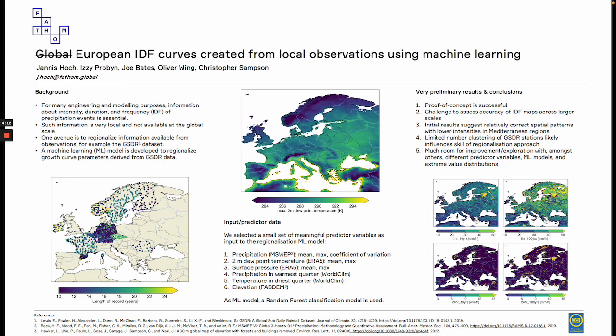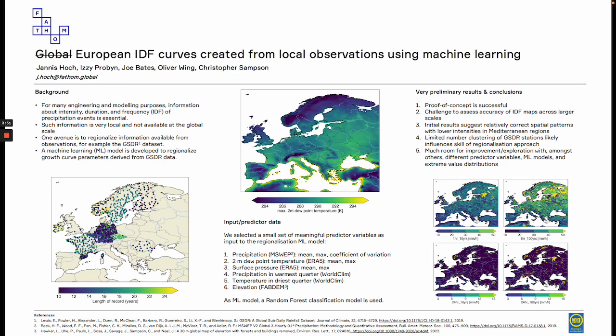To overcome this constraint, we here show a proof of concept using machine learning to regionalize sub-daily rainfall information over Europe. The approach chosen is scalable and can therefore also be applied to other or larger areas. As it is a proof of concept, I should stress that the results are very preliminary and will very likely change as the approach is evolving.